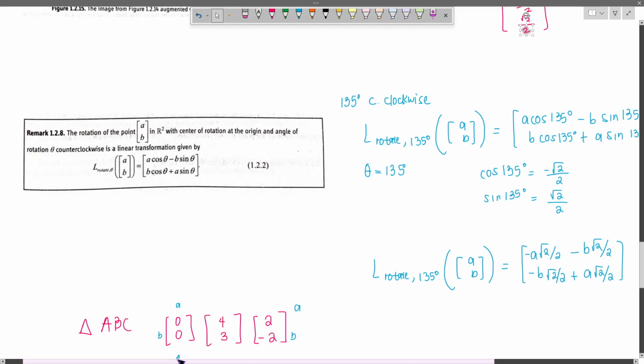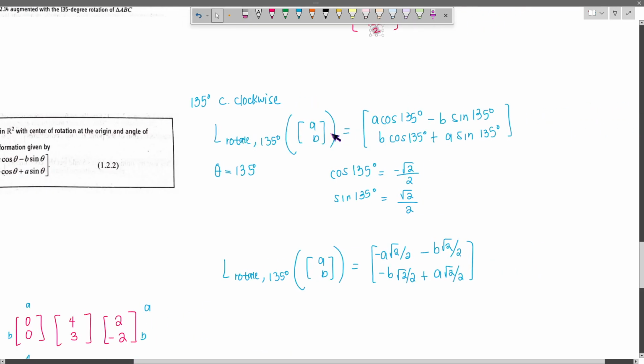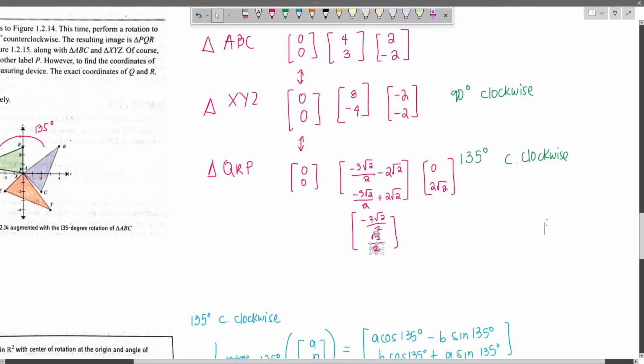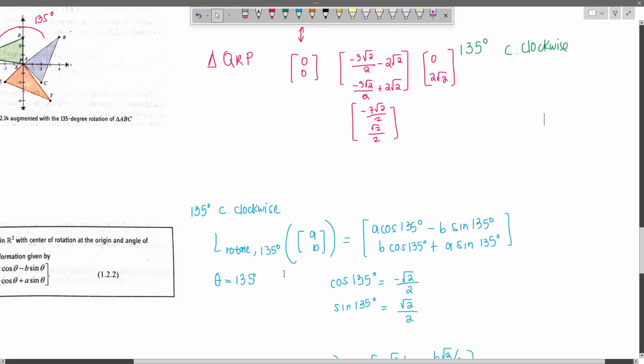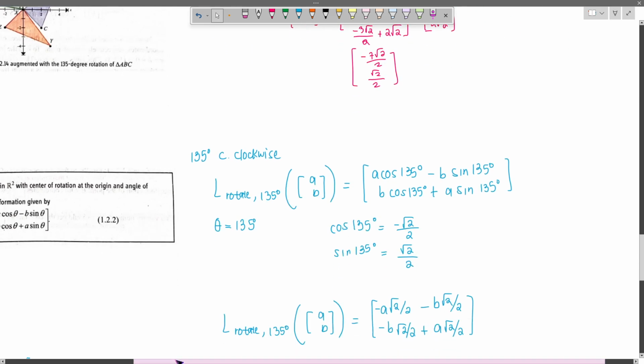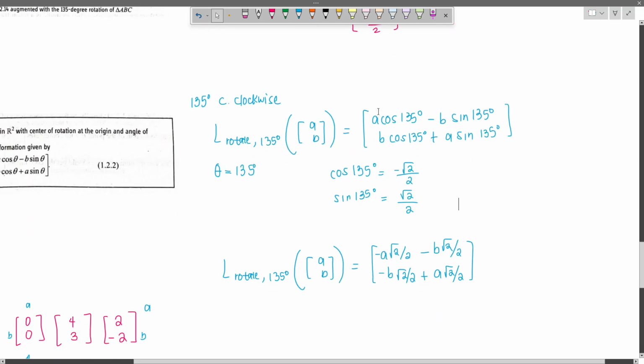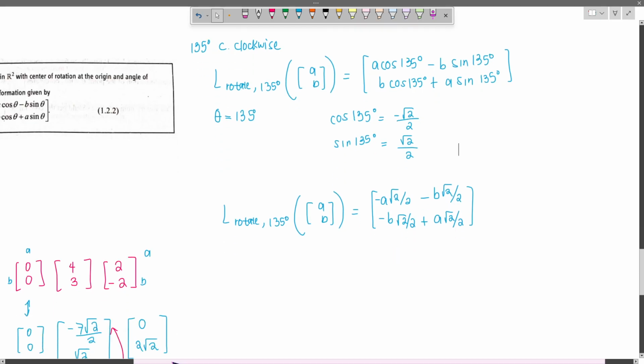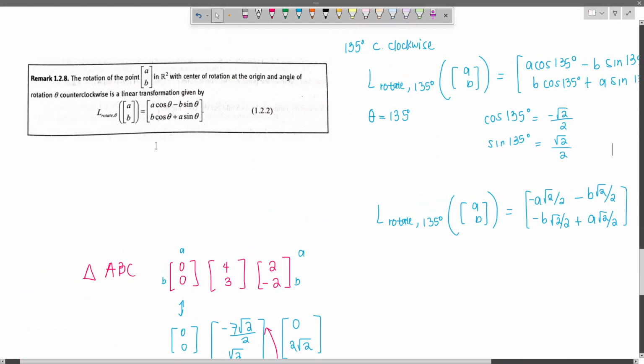I already did the computation for the 135 degrees counterclockwise. So theta is going to be 135, as you can see here. And then from here, all I need to do is to solve for cosine 135 degrees and sine 135 degrees, plug it in here, and this is our formula. So this is what we're going to use to solve for all 3 points.